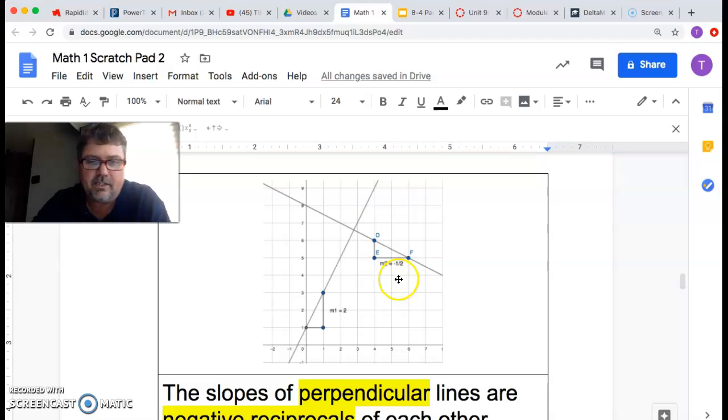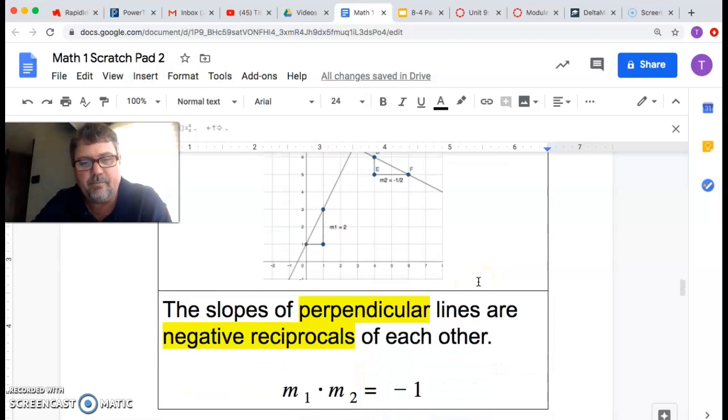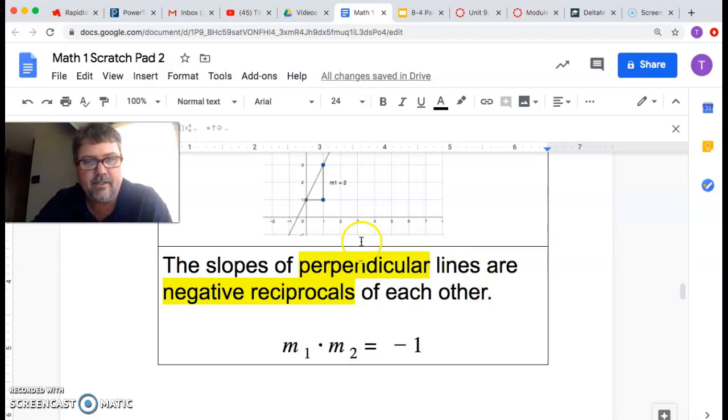So when you take a look at that, what makes this happen? If you look at this line, it has a slope of 2 over 1, up 2, and this one has a slope of down 1 over 2, which is a negative 1 half, right? So negative 1 half and 2 are slopes that would be perpendicular to each other, right? That's what this right here means.